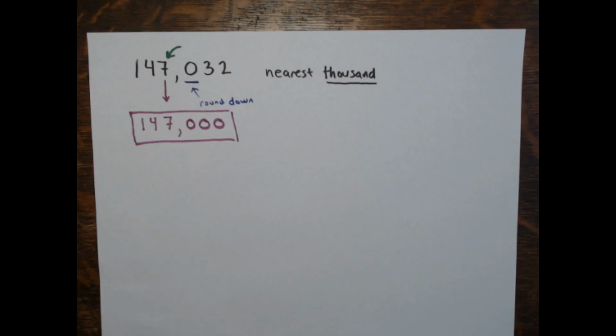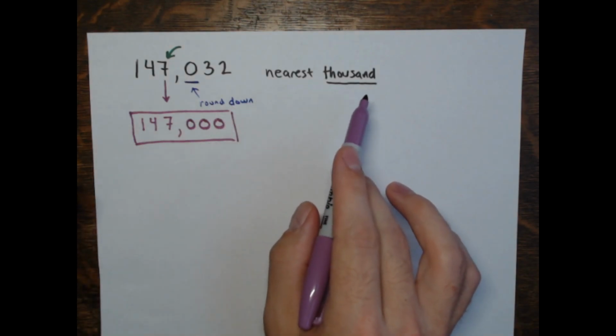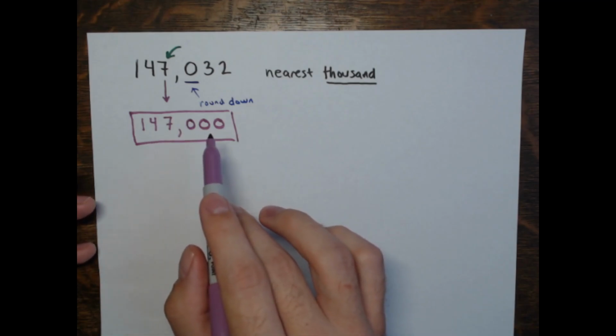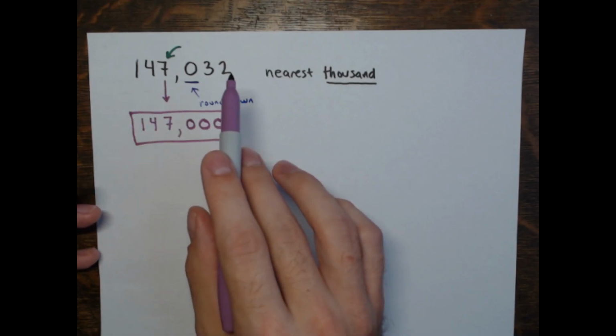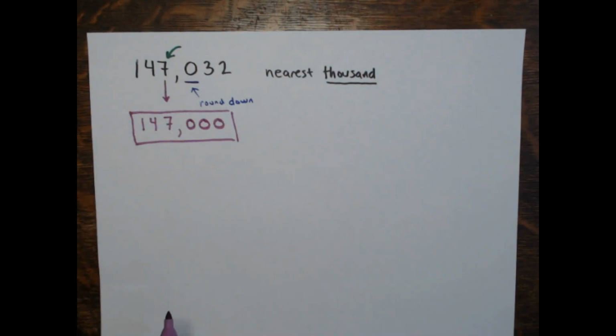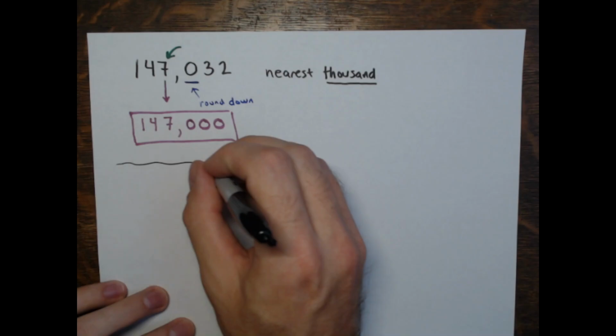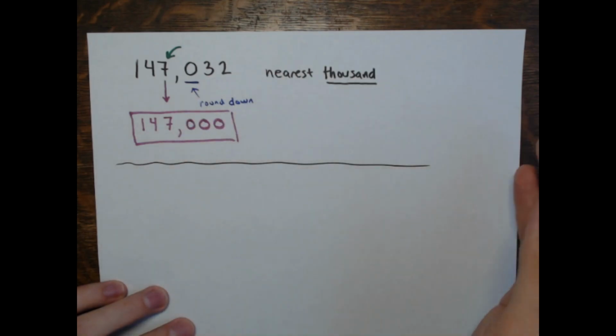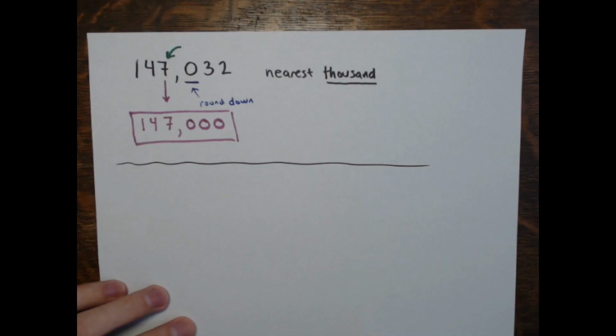So 147,032 rounded to the nearest, the closest thousand is 147,000, right? Because this is closer to 147,000 than it is to 148,000 if you were looking at the number line, the number line demonstration from earlier in the reading. And you can always put a number line picture to go along with this if you want. Not necessary though.